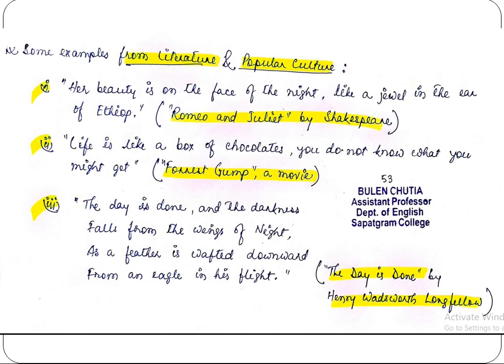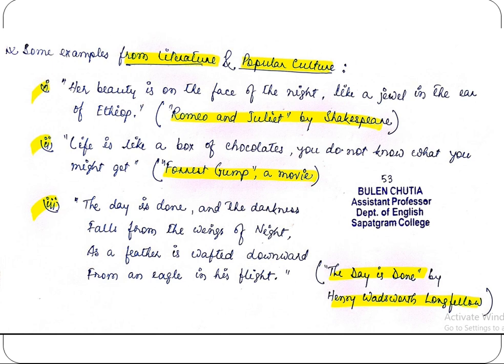Now, coming to some more examples of analogy from literature and popular culture. Number one: her beauty is on the face of the night, like as you will in the year of Ethiop. This sentence is from Romeo and Juliet by Shakespeare. Here again, you just see the sentence: her beauty is on the face of the night, like as you will in the year of Ethiop. This is a comparison to make the audience or the reader understand.